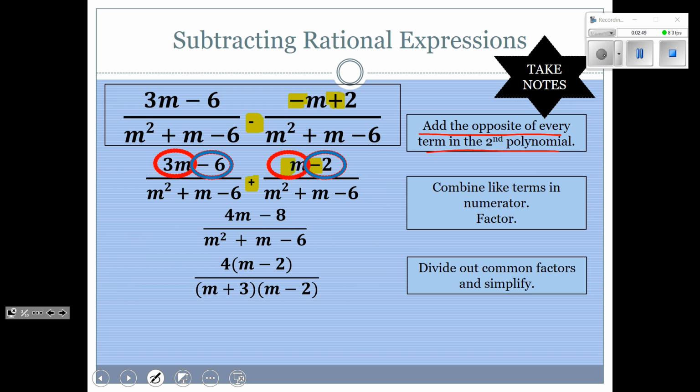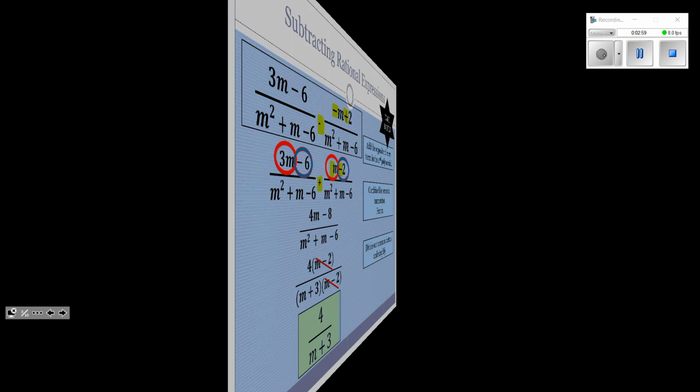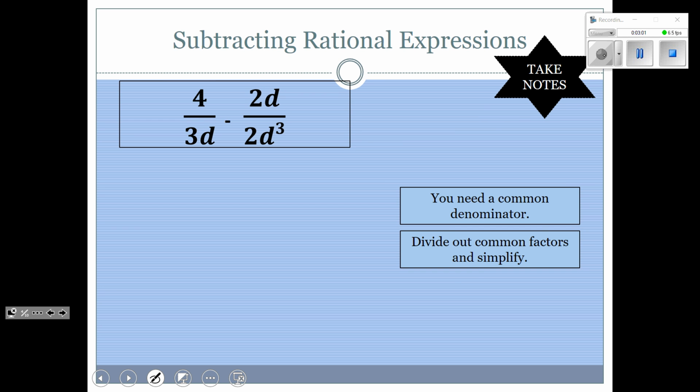Now what can we simplify? The m minus 2's cancel each other out, so you're just left with 4 on the top and m plus 3 on the bottom. This next example is the first time that we have not had a common denominator, so we have to create one. So look at the coefficients, 2 and 3. The common denominator would be 6. Then you pick the variable with the highest exponent, so that would be d cubed.